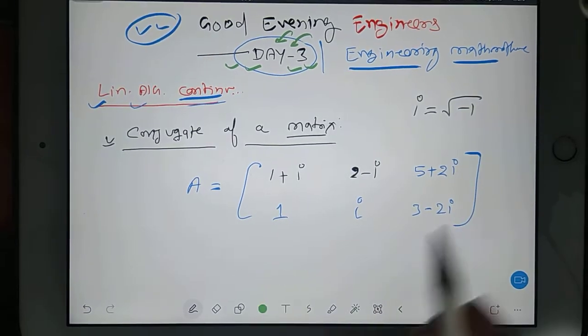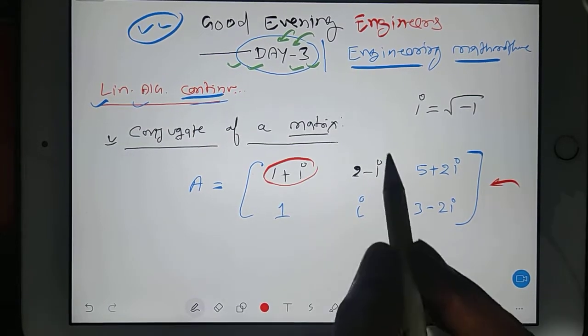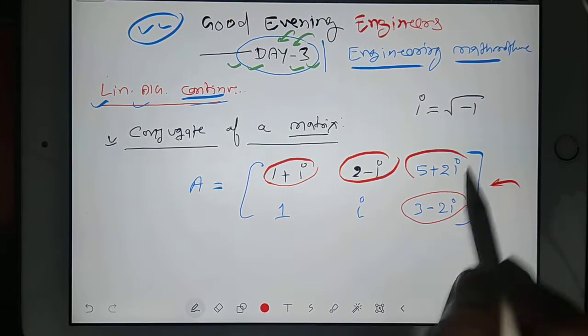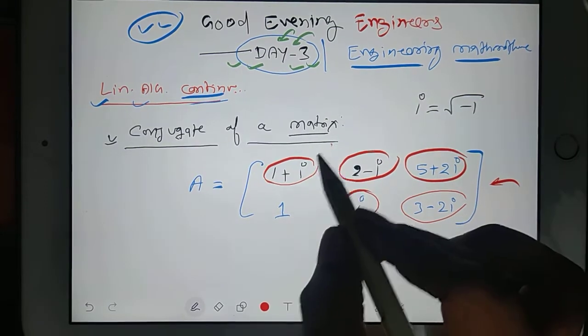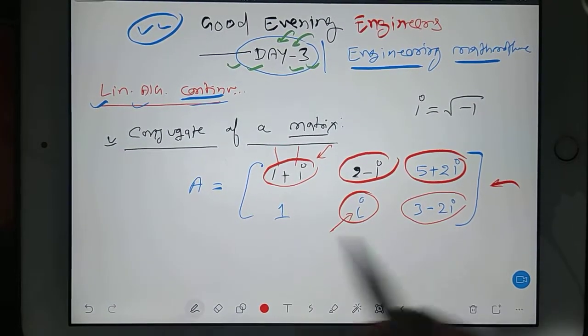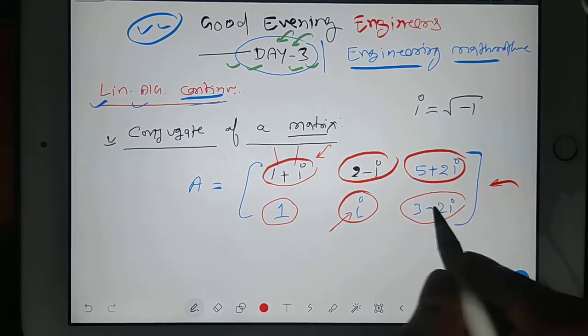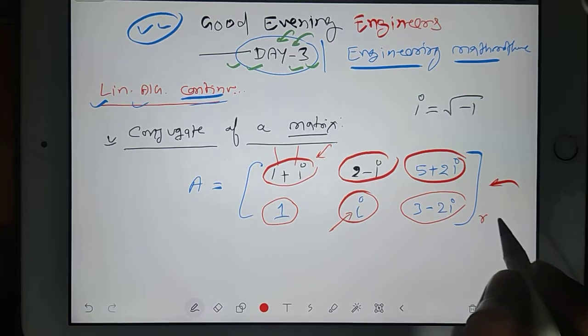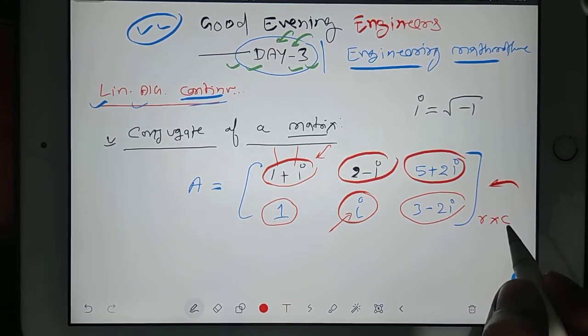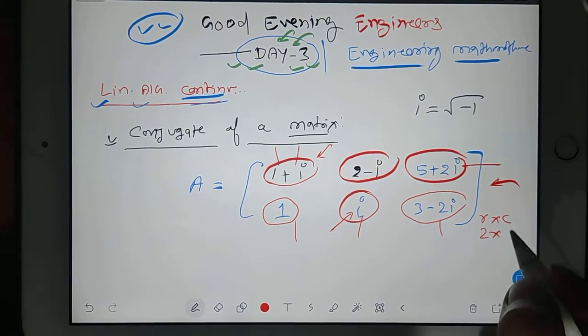Now you can see this particular matrix contains some elements that are actually complex numbers, right? In this you have a real part also and an imaginary part also, but here you have only the imaginary part and this is only the real part. Now this matrix, row into column you have to write. We have 2 rows and 3 columns. So this is a 2 into 3 matrix.